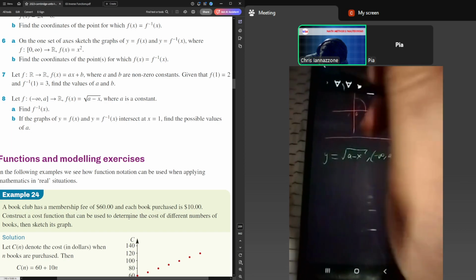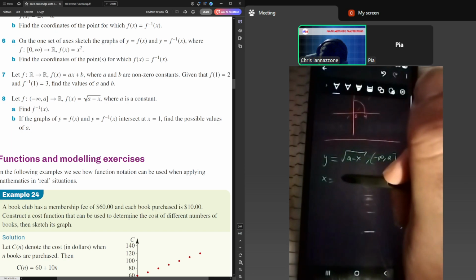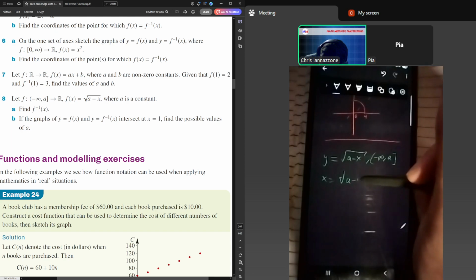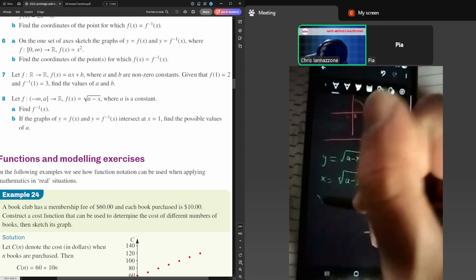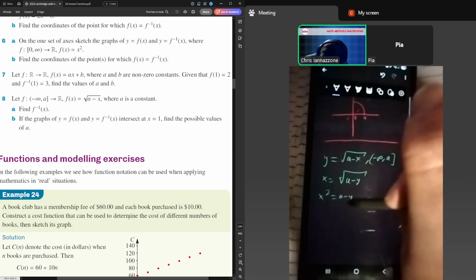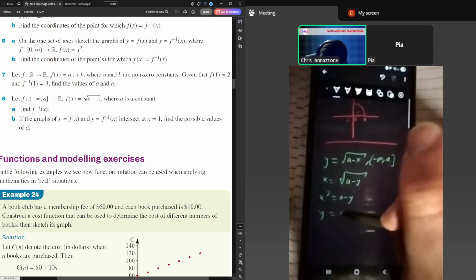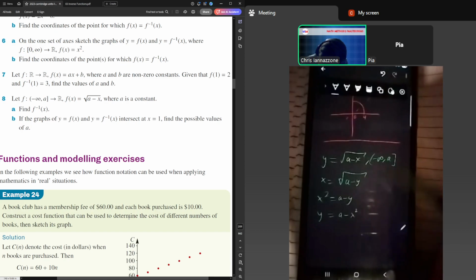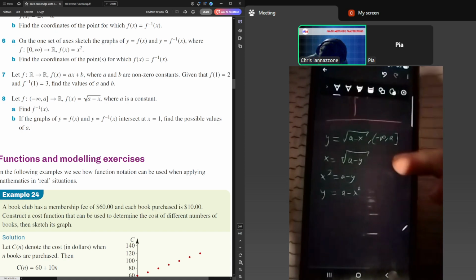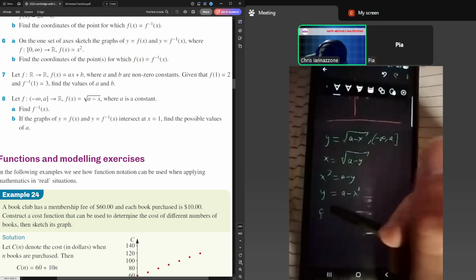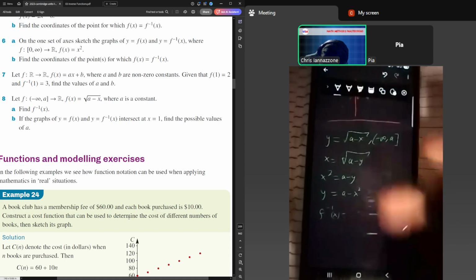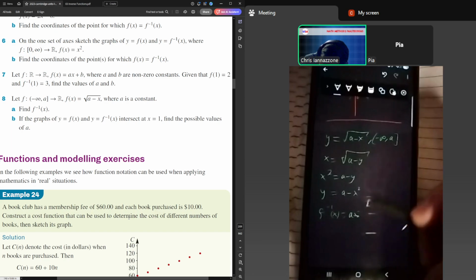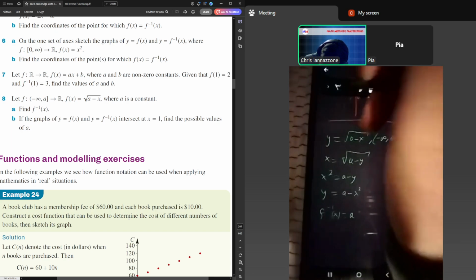So we flip. x equals root a minus y. x squared equals a minus y, so y equals a minus x squared. Okay, so f inverse of x is a minus x squared.